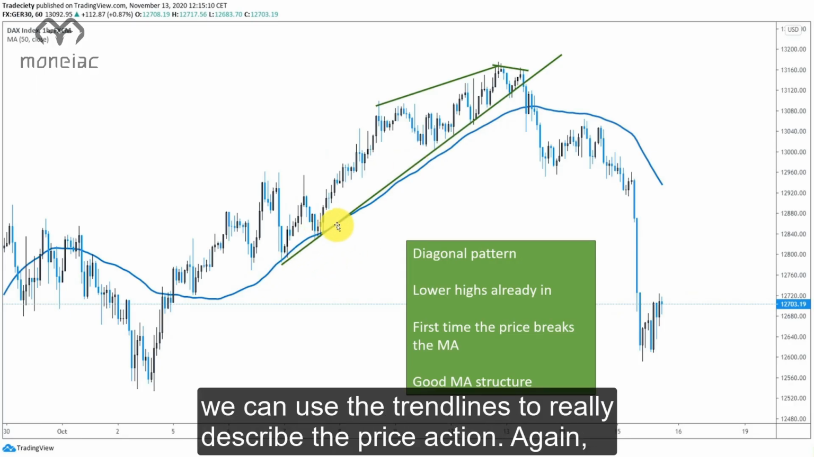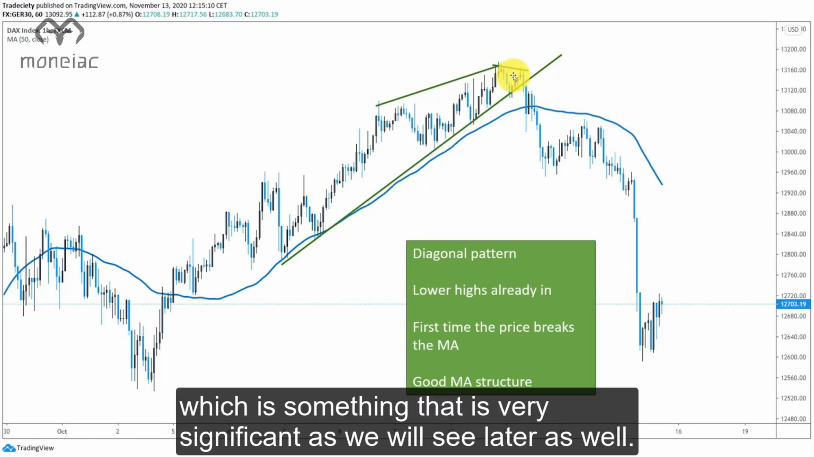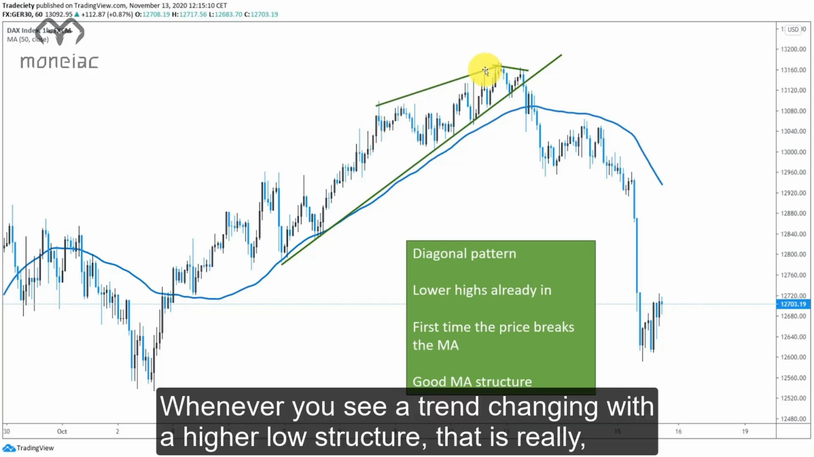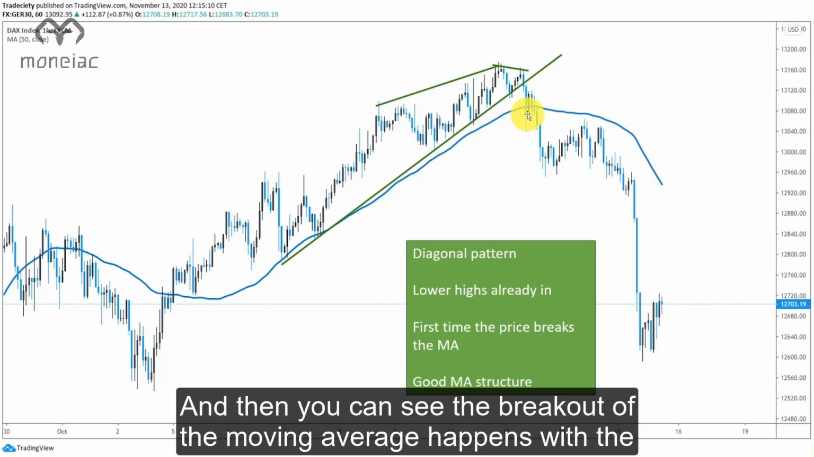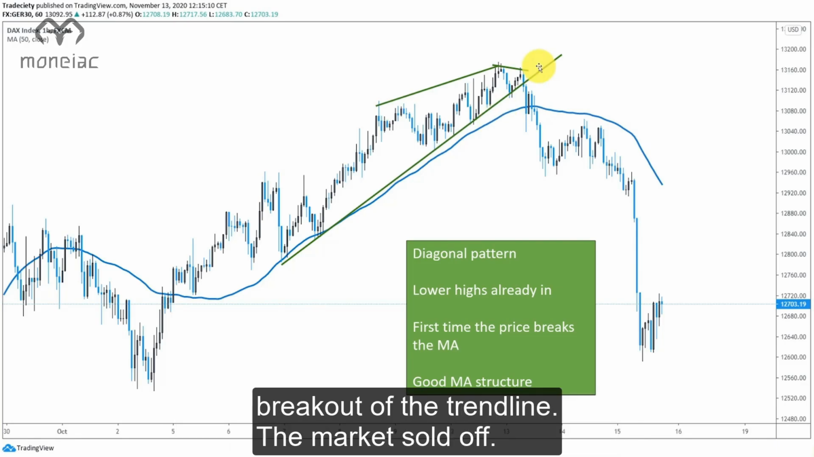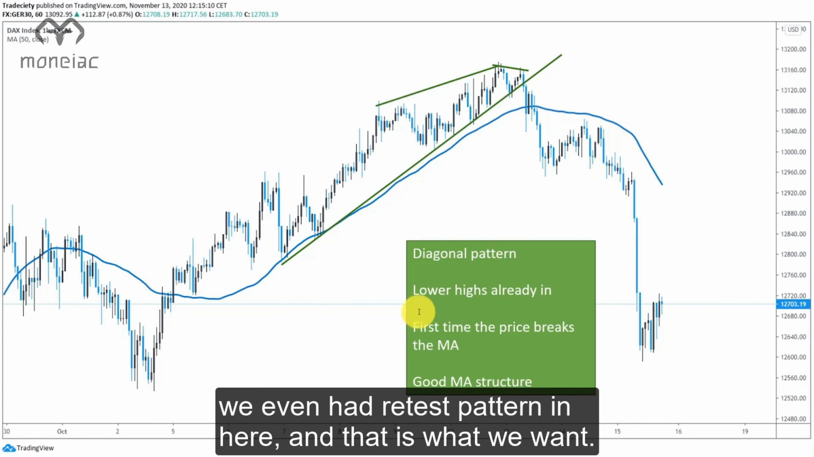You can see we can use the trend lines to really describe the price action. Again, we go from higher highs to lower highs, which is something that is very significant, as we will see later as well. Whenever you see a trend changing with a high and low structure, that is really a significant signal. And then you can see the breakout of the moving average happens with the breakout of the trend line. The market sold off. Initially it struggled a little bit, but you can see we even had a retest pattern in here, and that is what we want.